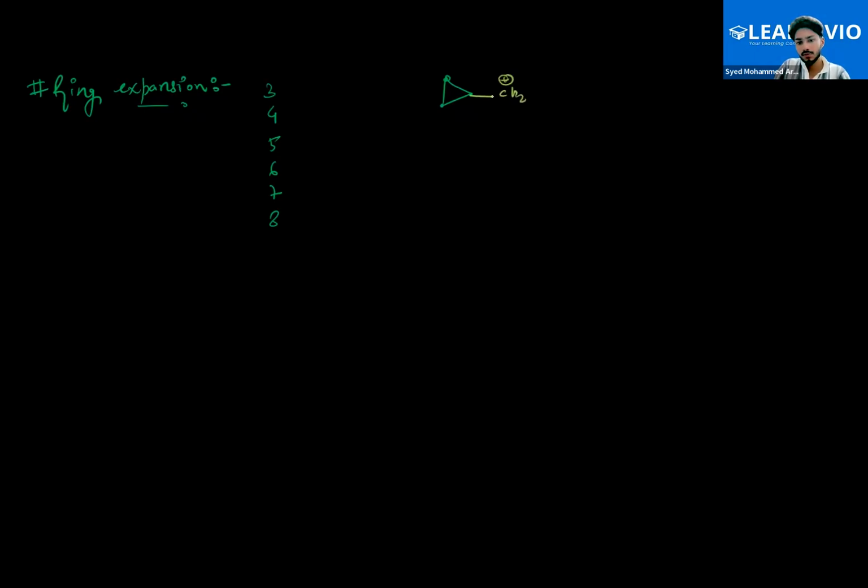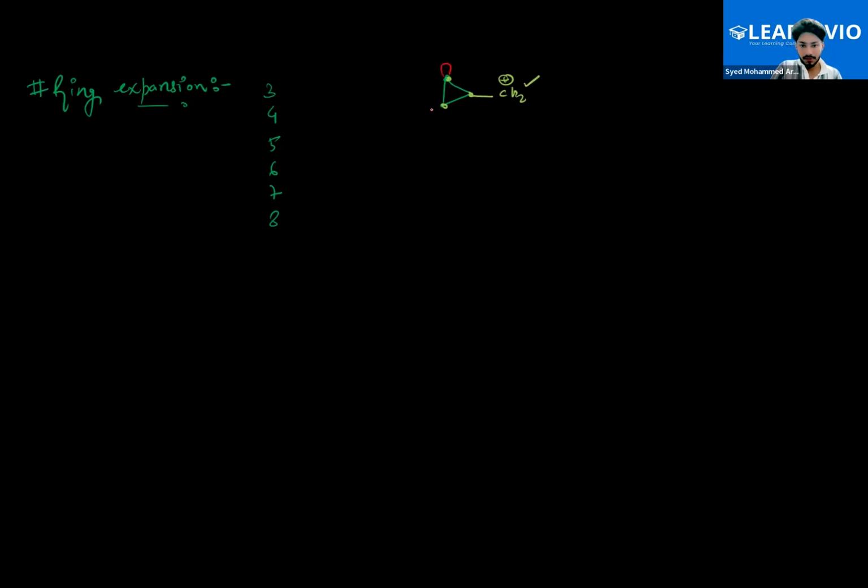This is my cation, and this is my ring. If you see, 1, 2, 3 carbons are here. How many carbons? 3 carbons are present in the ring, and the carbon outside the ring is my cationic carbon. So should I do the ring expansion or not? In this case, what will happen?